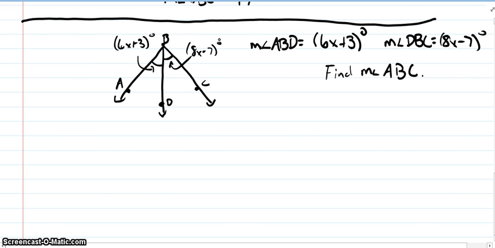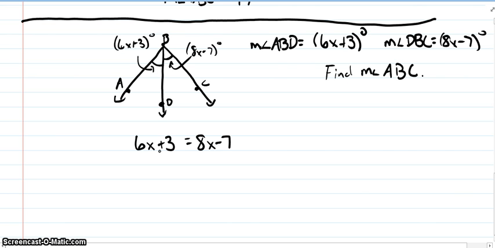So if we're using the angle addition postulate, we could add them together, but then what would we set it equal to? We don't know what it's supposed to equal, so we can't do much with that. But since we're going off of what we know, we need to see that these two are equal because they're the same angle, because BD bisects. So we just set them equal to each other. So 6x plus 3 equals 8x minus 7.